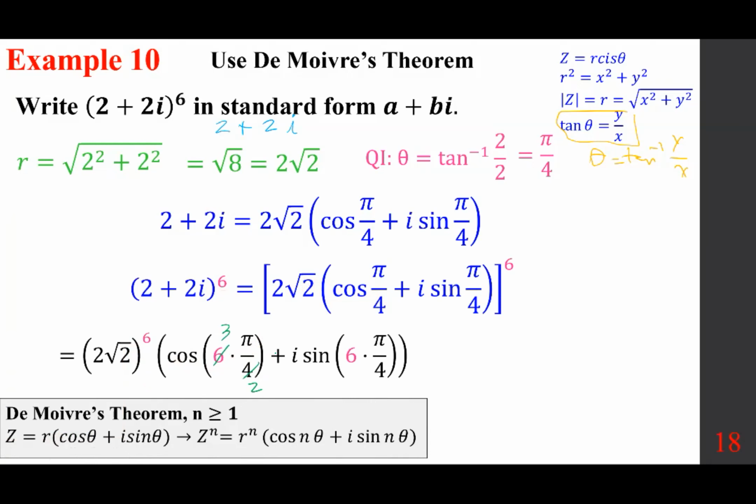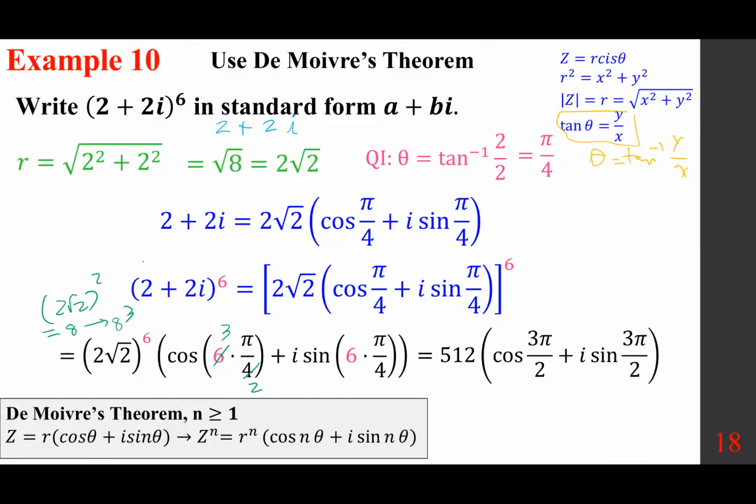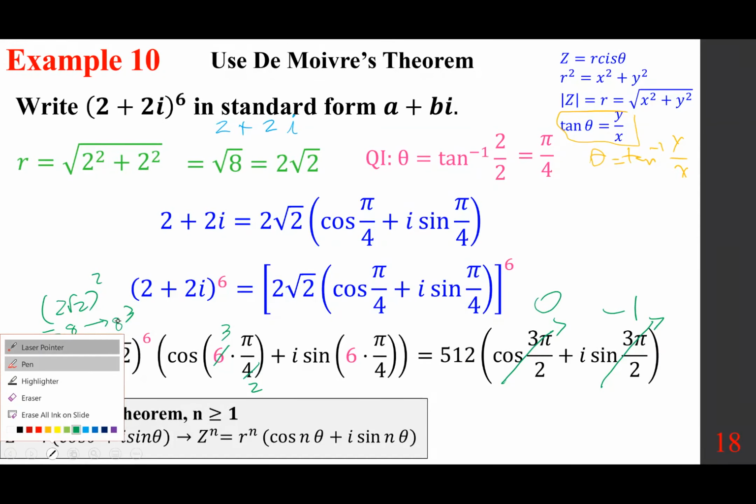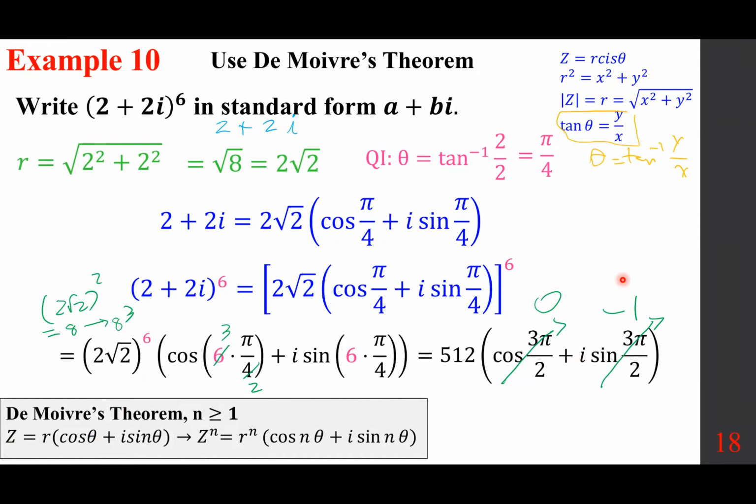And 2 square root of 2 to the power of 6. If you raise it to the power of 2, by the way, as you know, it's 8. Therefore, you need to cube 8. So 8 times itself 3 times, and you get 512, just in case to see how it's done. Now, as you know, cosine of 3 pi over 2 is 0. Sine is negative 1. So you have 512 times i times negative 1 gives you minus 512i as the final answer.